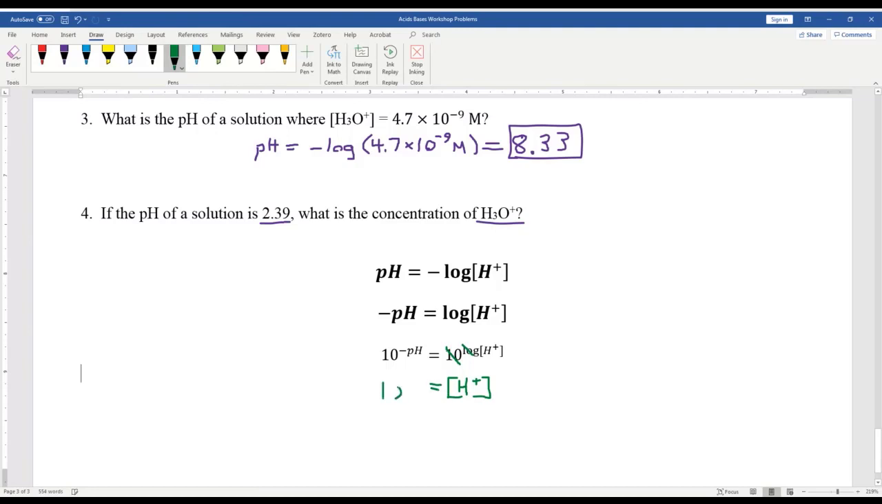Now, if you're not familiar with logarithmic algebra, if this is confusing, you may just want to go ahead and memorize this formula: H plus or H3O plus concentration is equal to 10 to the negative pH. In that case, solving this is actually pretty easy. All I have to do is plug my pH into the formula. H plus is equal to 10 to the negative 2.39. The pH is 2.39, so I'll do 10 to the negative 2.39.